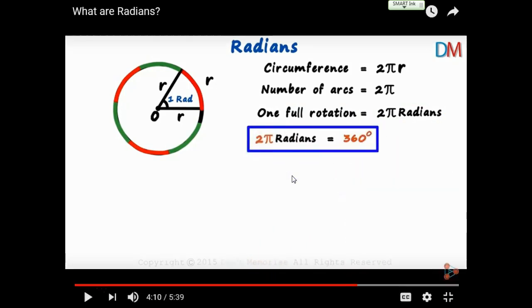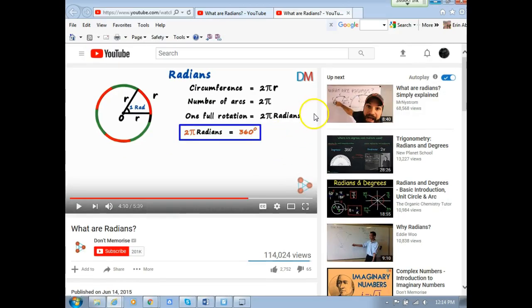All right, so that's one of my favorite little math tutors. She does a nice job of simplifying really complex stuff. That's the conversion that we're going to use today in our lesson.